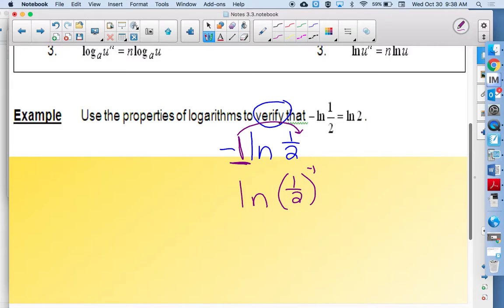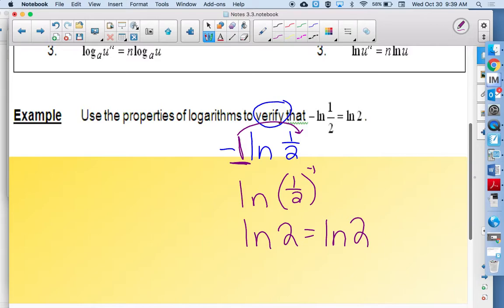And then if you actually do the math, what is 1/2 to the -1? 2. Verifying just means transform one side or use a little bit of algebra or a property to make it equal the other side. So by using that third property and taking the value we're multiplying by into exponential form and then actually doing 1/2 to the -1. 1/2 to the -1 is really 2.